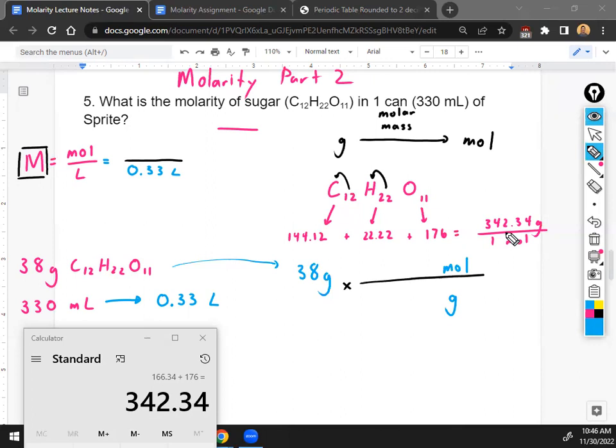So we have the molar mass, and we got 342 next to grams. So where should we put 342 on this fraction? Top or bottom? Yeah, bottom. We want to put it next to grams. The reason why is because 342 is next to G, so we just want to put it next to G. And on the other side of the fraction, it's 1 mole, so we put 1 mole on the top.